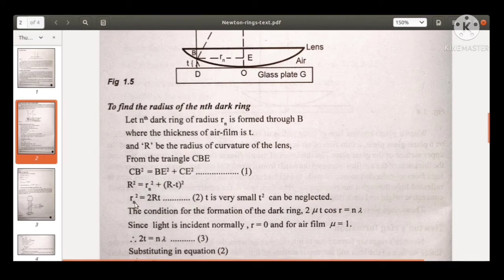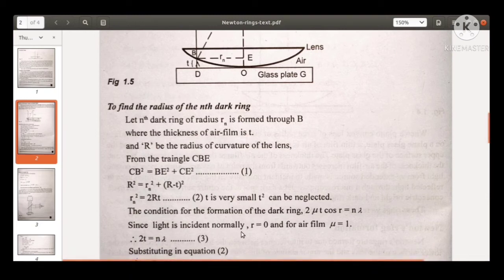For getting this equation, we neglect the T square term, because T is the air film thickness which is very small. Then we end up with Rn square is equal to 2RT. The condition for the formation of a dark ring is 2 mu T cos r is equal to n lambda, which we have seen in the previous topic, that is thin film interference. 2 mu T cos r is equal to n lambda is the condition for a dark ring.